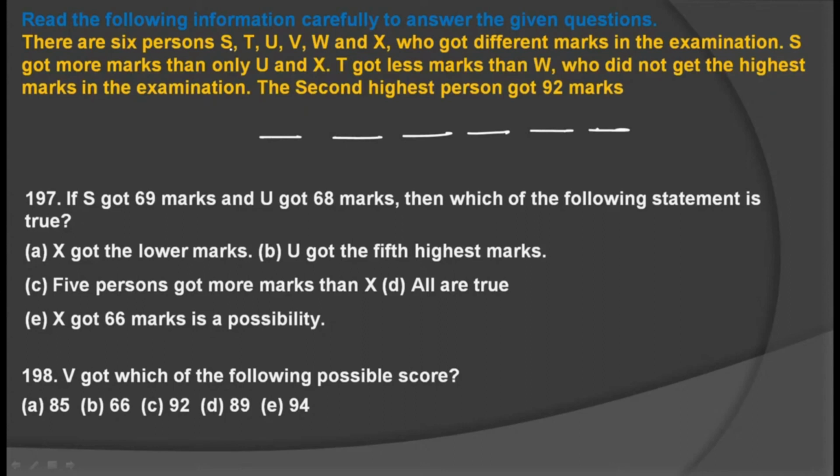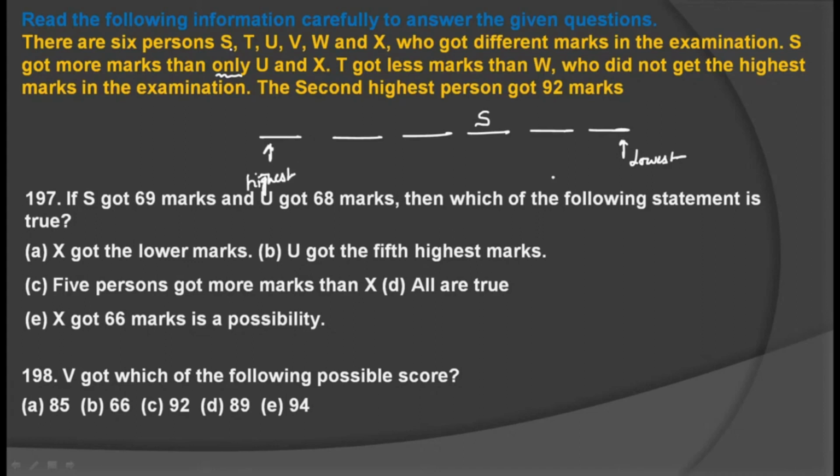S got more marks than only U and X. Guys, "only" is an important term in any concept, like reasoning or quant. The statement says that there is a person S who got more marks than only U and X. We can confirm that S got the third lowest score. So we can define this is the lowest one, and this is the highest one. So there is clear information.